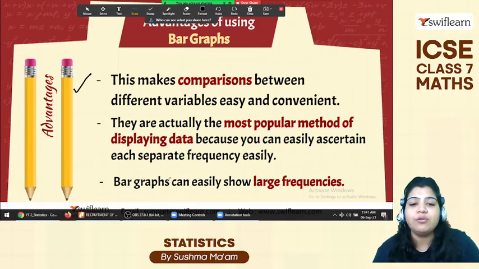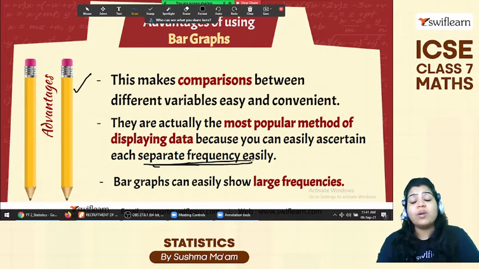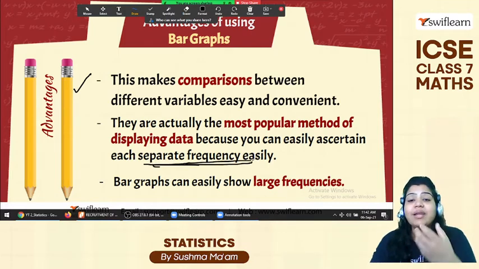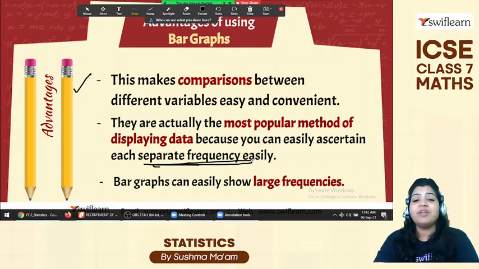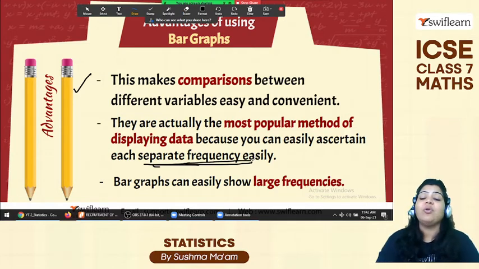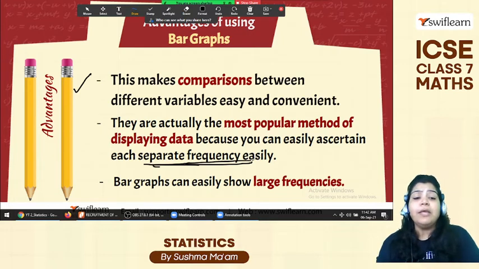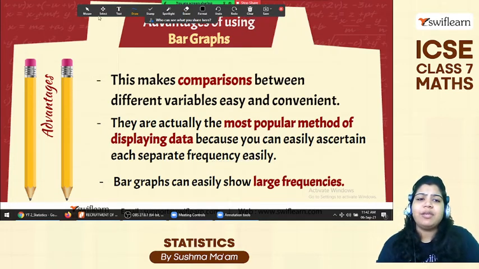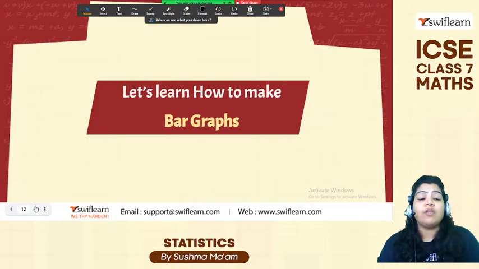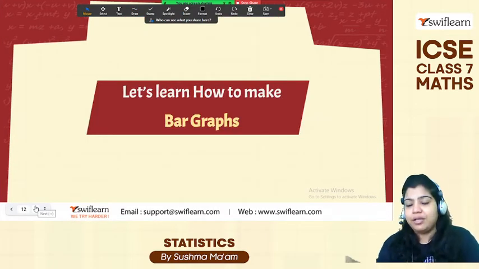And to display data, this is the most popular method because by that we can easily show the frequency. What is the meaning of frequency? Occurrence. The repetition of occurrence is known as frequency. It means how many times any data occurs, which is known as the frequency of occurrence of the data. So a bar graph can easily show large frequencies. If we have large data, then also we can use it with the help of a scale and represent it in a simple graph.